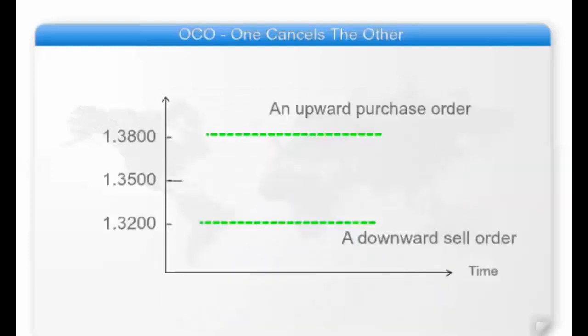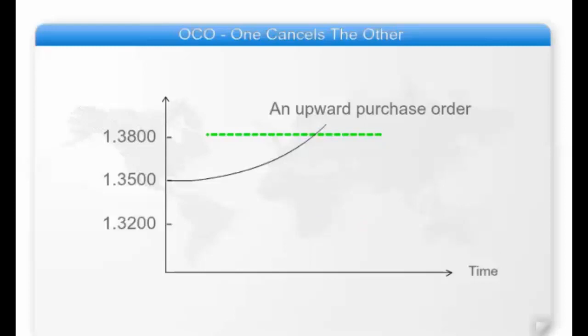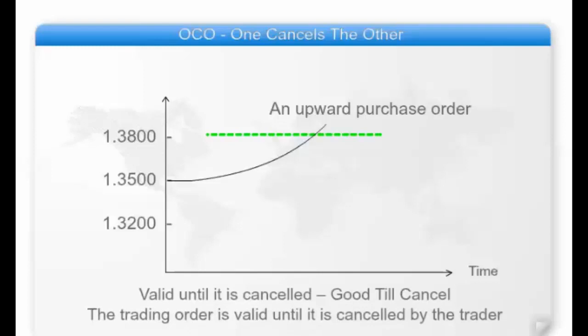The two orders are valid until they are canceled in one of the following scenarios. Good till cancel. The trade order is valid until it is canceled by the trader, who executes the cancellation through an order on an internet trading program or through a telephone conversation with their broker. Good till date. A trade order is valid until the date that is set by the trader. In other words, if by a certain date a trade order was not executed, it automatically gets canceled by the broker or by the trading program.